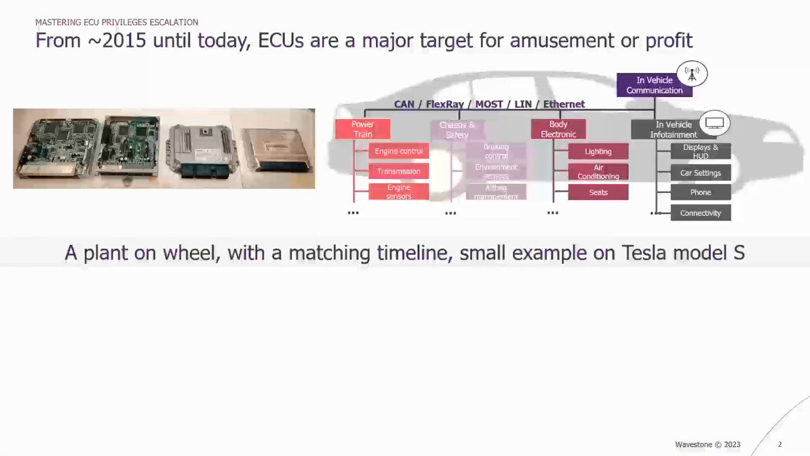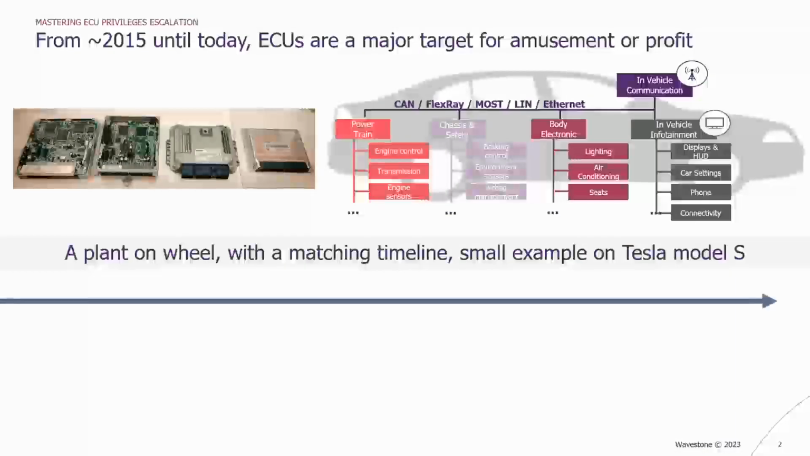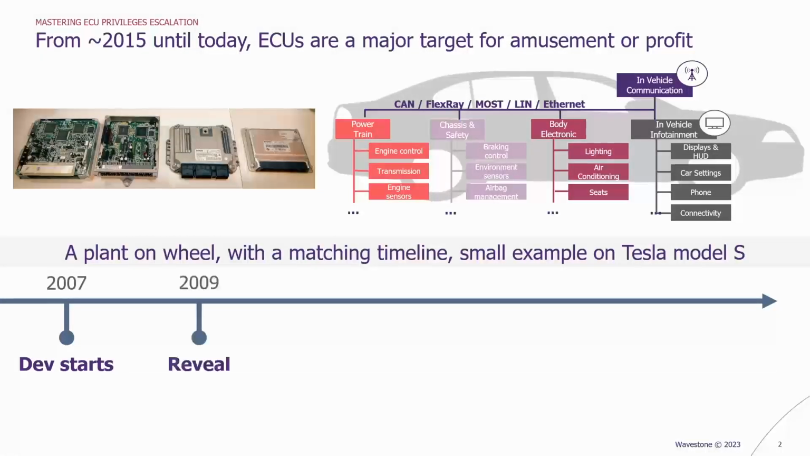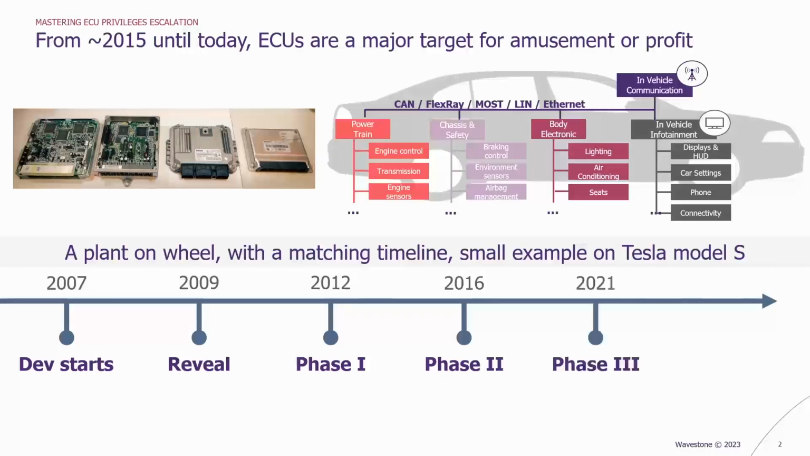I took a small example of timeline on the Tesla Model S that started development in 2007, was revealed to the public in 2009. We have now 3 phases of Tesla Model S on the road, phase 1 from 2012 to 2016, and phase 3 started rolling out 3 years ago. And, well, I'm guessing people buying Teslas today are expecting their end of life to be after 2030. So basically something that started developing in 2007, an architecture that has been designed now almost 20 years ago, will go until, well, at least 10 years more, I think.